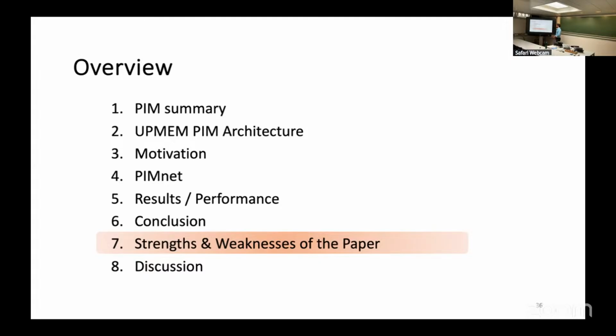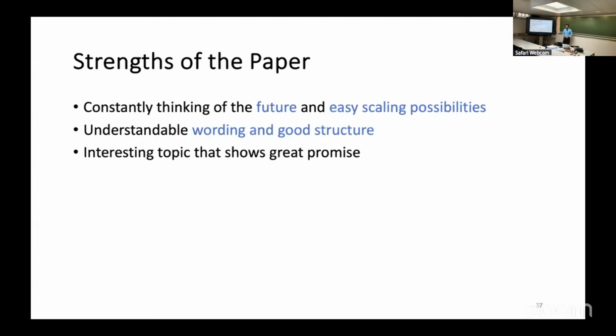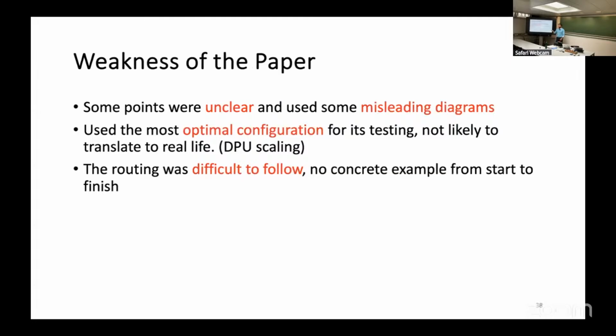So the strengths of the paper is it's constantly thinking of the future and it's got easy scaling possibilities and such. The understandability of the paper was simplistic wording, so you don't need a crazy degree in order to understand what was going on, which is great. It also had a good structure, which is very helpful for such a paper. And of course, it's a very interesting paper, so it really helped motivate you to keep reading and such. The weakness of the paper is perhaps like a double-edged sword of what I mentioned earlier, the simplicity of the wording, because then, of course, some points were unclear.